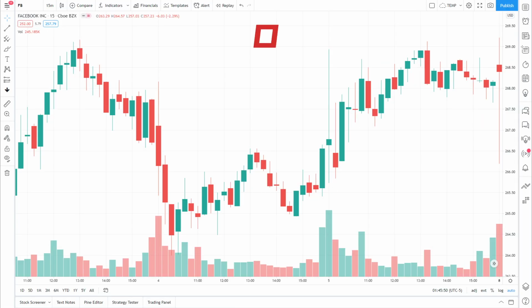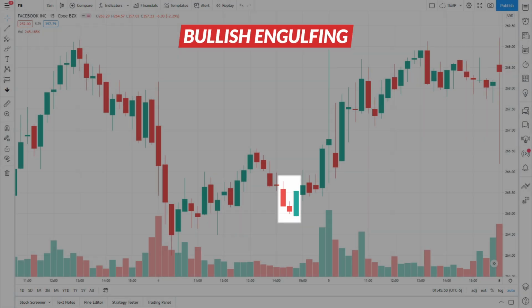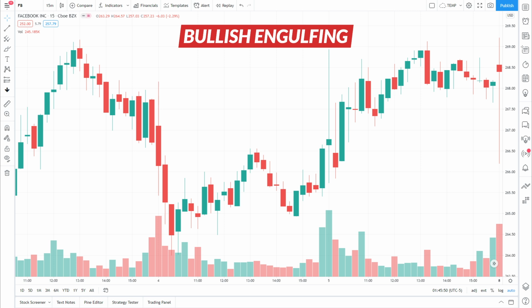Here, we have a bullish engulfing pattern. A bullish engulfing pattern is identified by a green candle that completely engulfs the previous red candle. As you can see here, this green candle has opened below and closed higher than the previous red candle. This is a strong bullish signal.